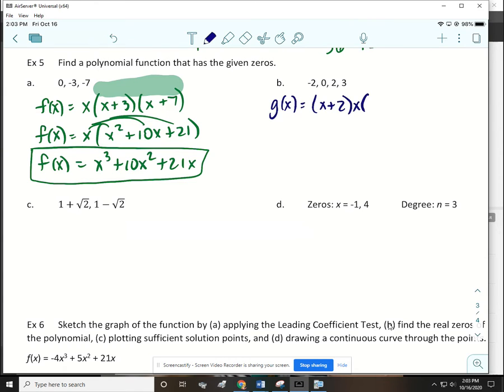All right, so a zero of negative 2 is going to have a factor of x plus 2. A zero of 0 has a factor of x. A zero of 2 is going to have a factor of x minus 2. And a zero of 3 is going to have a factor of x minus 3.